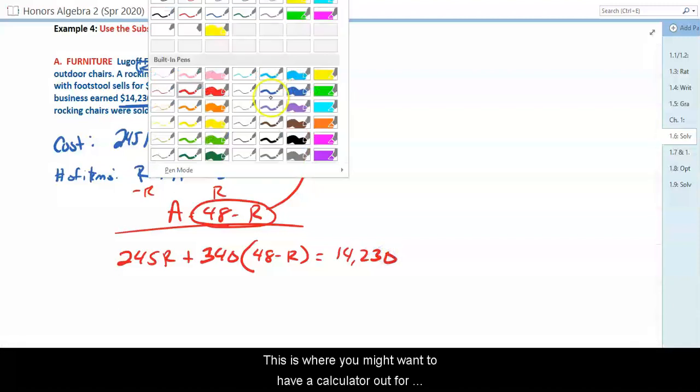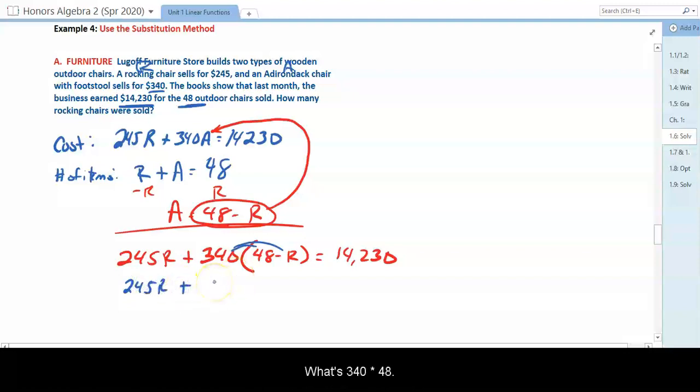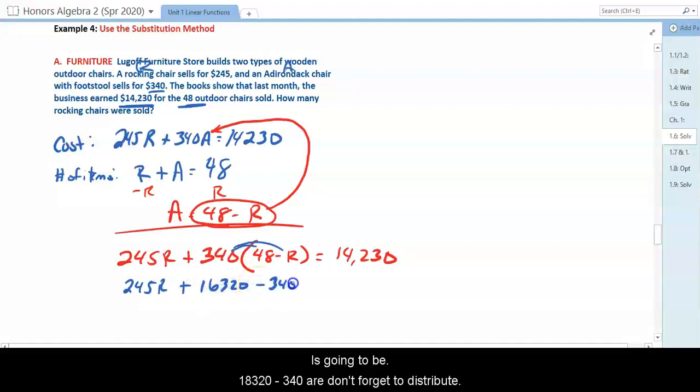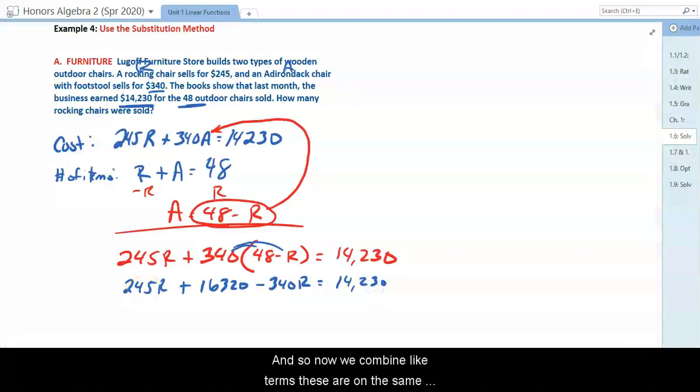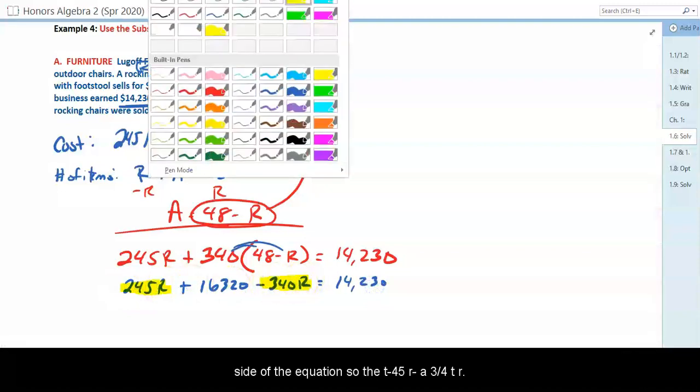Now, this is where you might want to have a calculator out for some of these because these numbers will get large and you're going to have to deal with them. So just deal with that as you go along. So we have the 245R plus 340 times 48 is going to be 16,320 minus 340R. Don't forget to distribute. And so now we can combine like terms. These are on the same side of the equation. So the 245R minus the 340R.